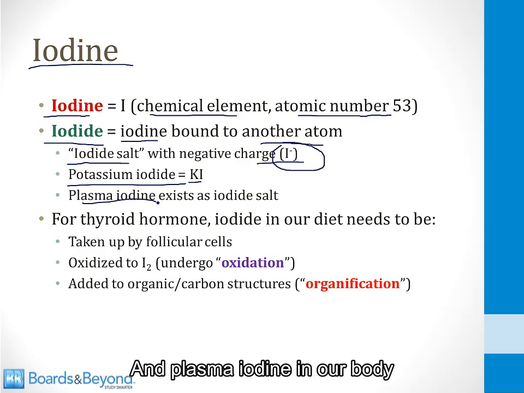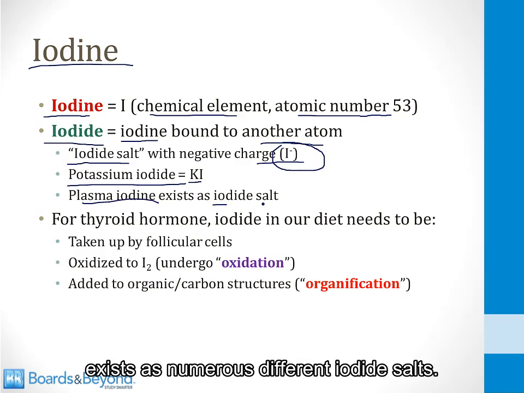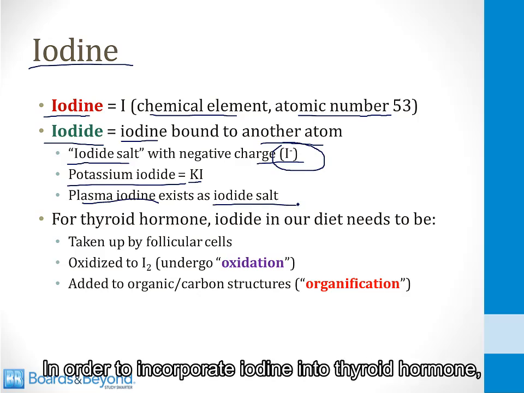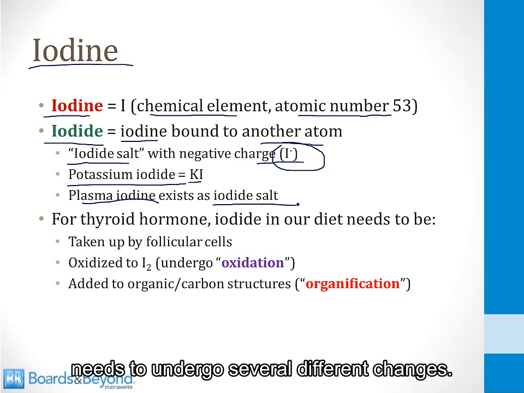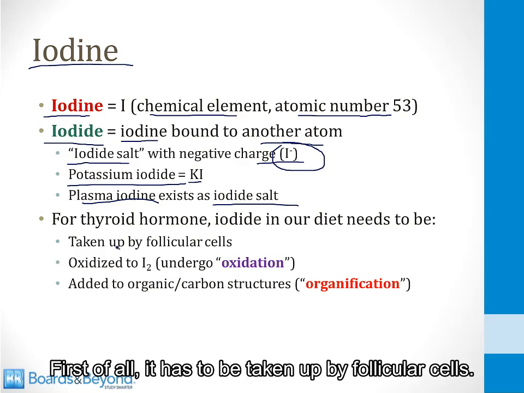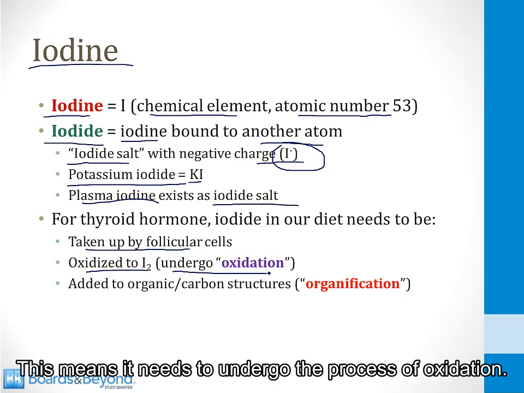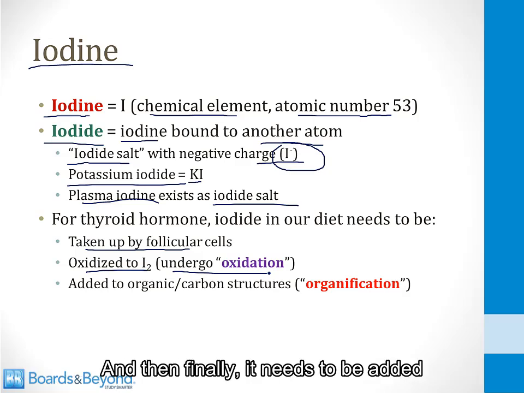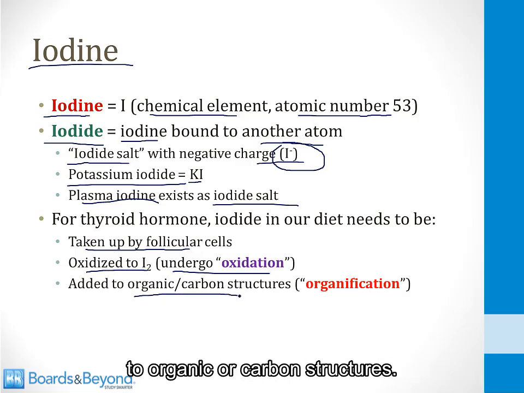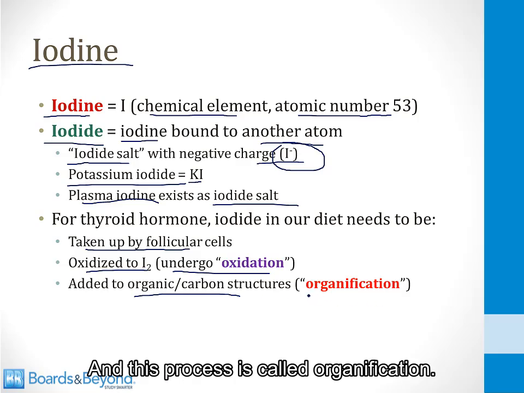And plasma iodine in our body exists as numerous different iodide salts. In order to incorporate iodine into thyroid hormone, the iodide in our diet needs to undergo several different changes. First of all, it has to be taken up by follicular cells. It then has to be oxidized to I2. This means it needs to undergo the process of oxidation. And then finally, it needs to be added to organic or carbon structures, and this process is called organification.